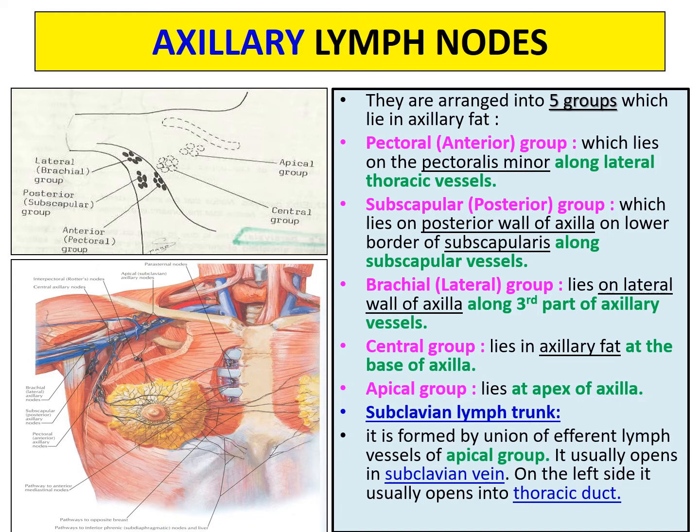Apart from this, we have the subclavian lymph trunk. It is formed by union of efferent lymph vessels of the apical group. It usually opens in the subclavian vein. On the left side, it usually opens into the thoracic duct. These are the axillary lymph nodes which play a major role in the female breast.